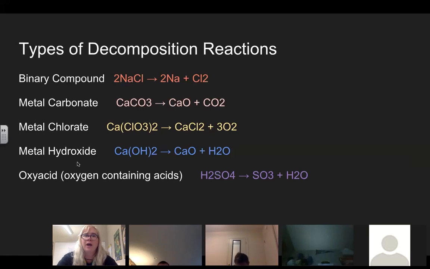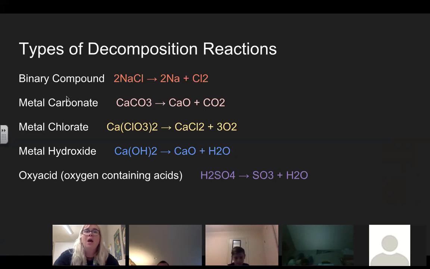A metal hydroxide, right, meaning it's a metal with a hydroxide group, will produce water plus a metal oxide of some kind, right? So really, these words are describing your reactant. Your binary compound just has two elements. Your metal carbonate has a metal and a carbonate. Your metal chlorate has a metal and a chlorate. Your metal hydroxide has a metal and a hydroxide. Imagine. So those words are describing, just like Oliver said here, binary means two, and in this case, we're breaking apart into two elements.